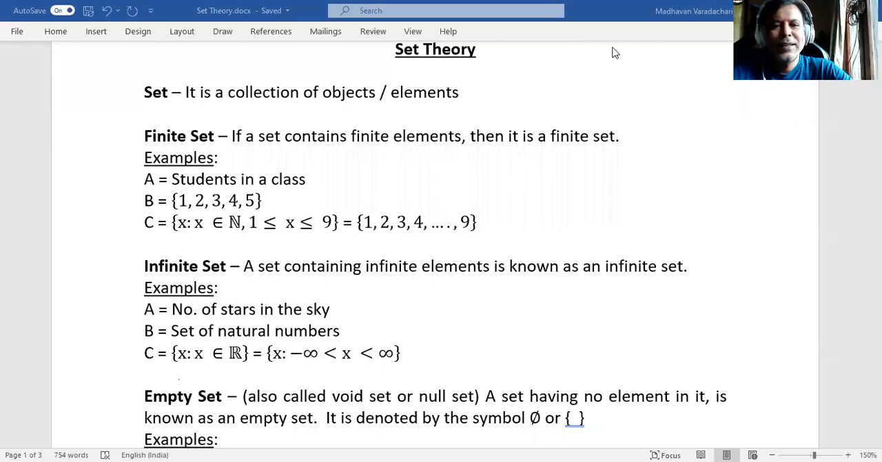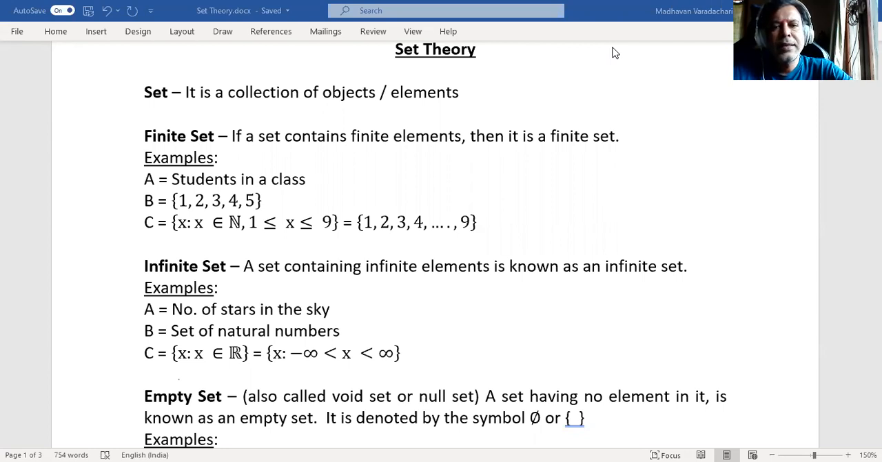Hello everyone. In this video, we'll start with a new topic called set theory. So what is a set? It is basically some collection of objects or elements. It can be symbols, numbers, alphabets, it can be anything, any type of objects or elements. A collection of the same is called a set.